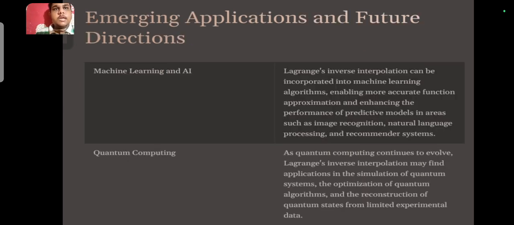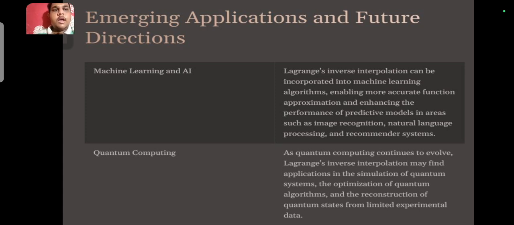Emerging applications and future directions. Machine learning and AI. Lagrange inverse interpolation can be incorporated into machine learning algorithms, enabling more accurate function approximation and enhancing the performance of predictive models in areas such as image recognition, natural language processing, and recommender systems.